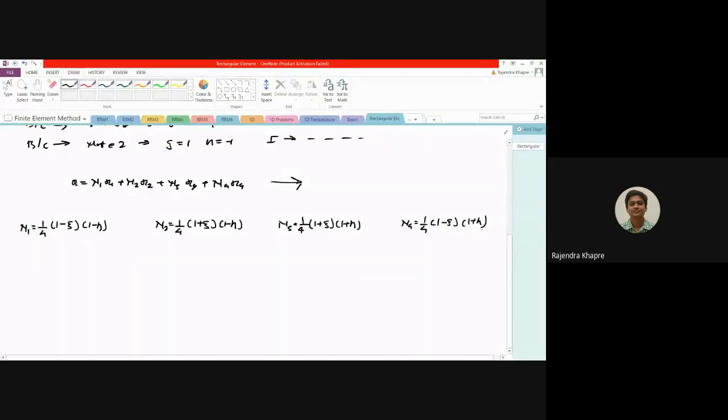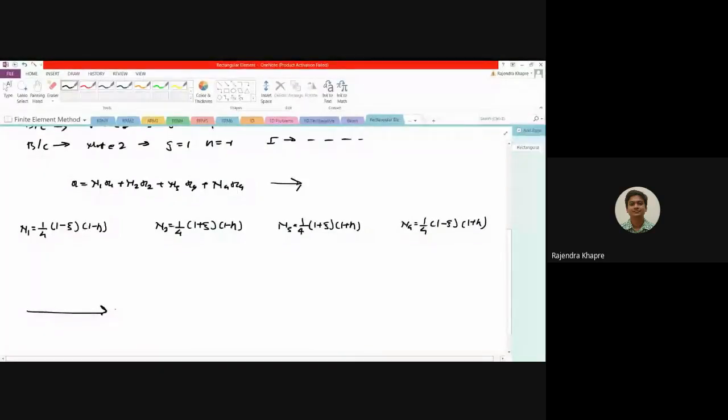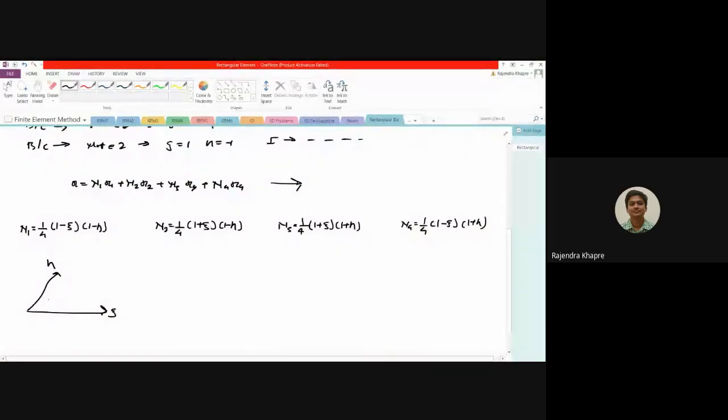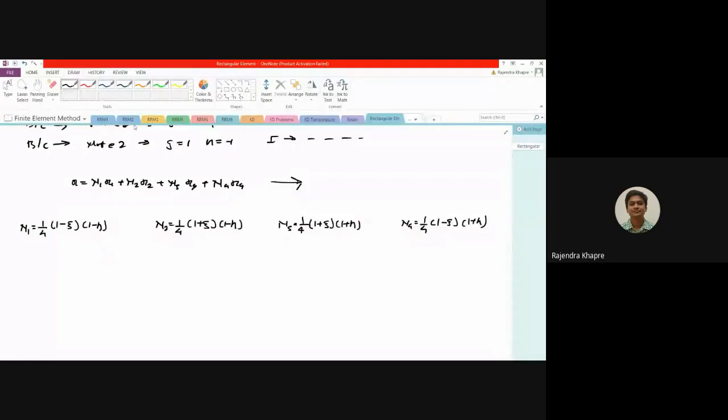So now you can see these shape functions n1, n2, n3, n4 depend on the values of xi as well as the values of eta. If you want to plot the variation of the shape functions in the three directions, let us say this is your xi axis, and this is your eta axis. Let us say this is your node. I think I have drawn it incorrectly. Let me draw it one more time.